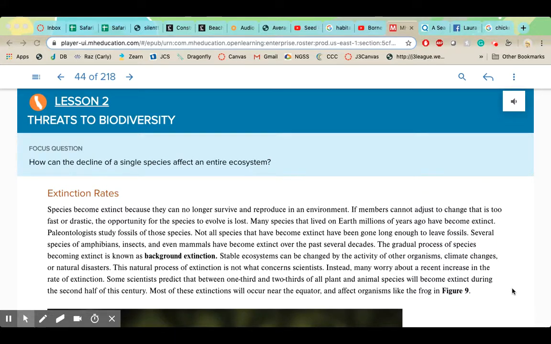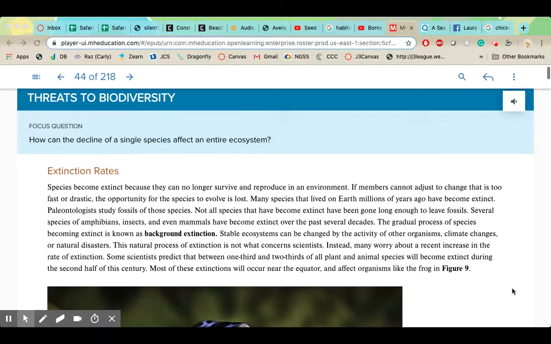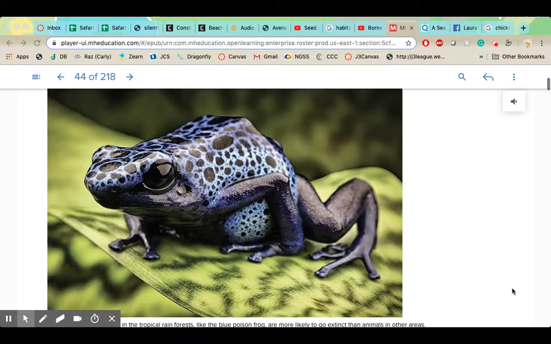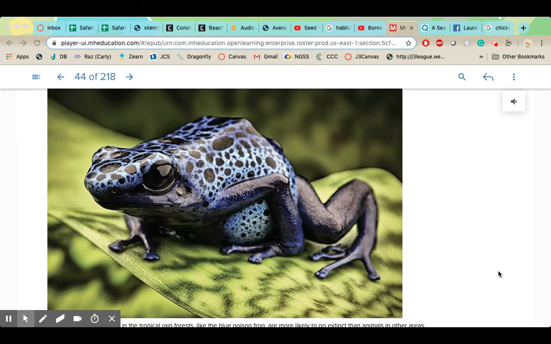In this section, we're going to be talking about threats to biodiversity. So, what is threatening biodiversity? Here's a really pretty picture of a frog for you to look at while I talk about this. What happens when a species, like say this frog, cannot adapt fast enough to the changes in its environment? The environment changes too fast for this species to keep up.